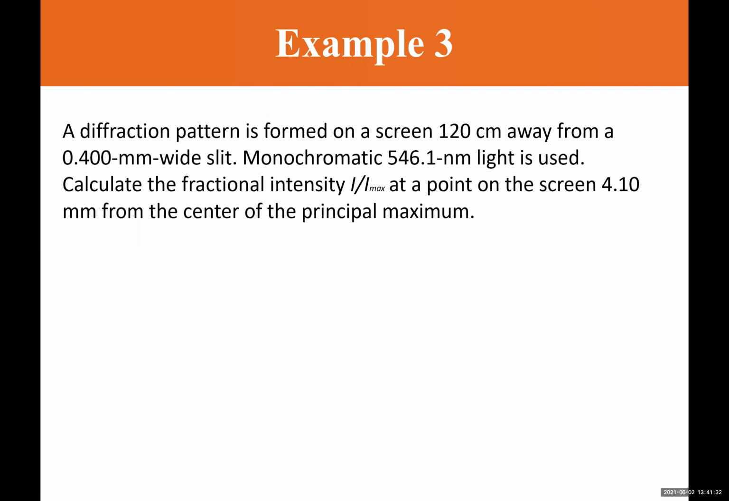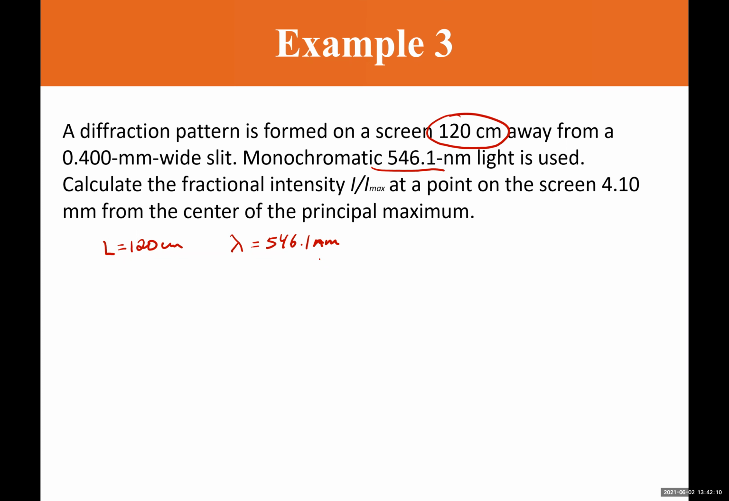All right, so let's do this calculation. We're given that a pattern is formed on a screen 120 centimeters away. That's our L, and it's monochromatic 546.1 nanometer light. That's our wavelength. And we're told to calculate the fractional intensity I over I max at the point on the screen 4.1 millimeters from the center of the principal maximum.